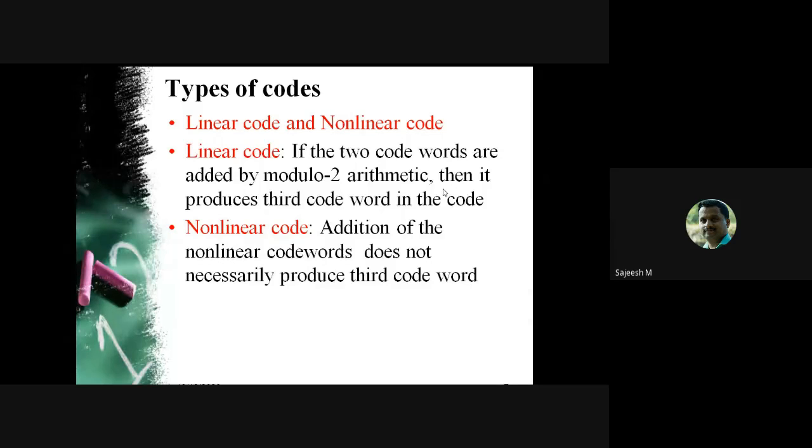If two code words are added by modulo 2 arithmetic and it produces a third code word in that code, then we say it is a linear code. In a non-linear code, if we take 2 code words, their addition does not necessarily produce another code word; it is not there in that set. That is the linear code and non-linear code.